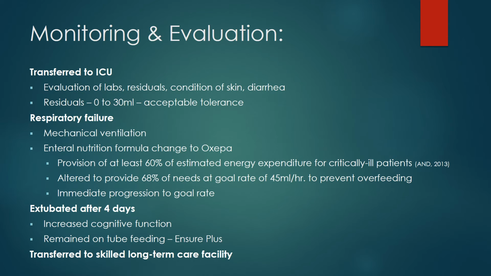She was transferred to the ICU, and then her labs were evaluated, and her residuals were continually monitored. Those ranged from 0 to 30 mils, which would be considered pretty acceptable tolerance for this patient. The condition of her skin also was evaluated, with Braden scores constantly evaluated to see whether or not there was any improvement in wound healing. And then the presence of the diarrhea, which did improve with the resolution of the C. diff, with time and with the antibiotic use after the discovery of the C. diff.